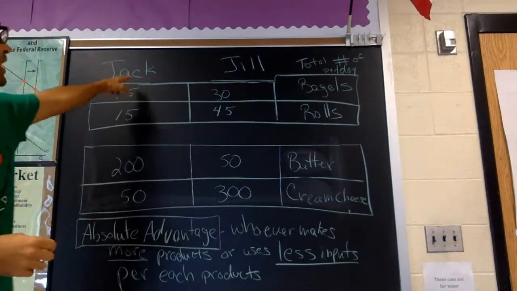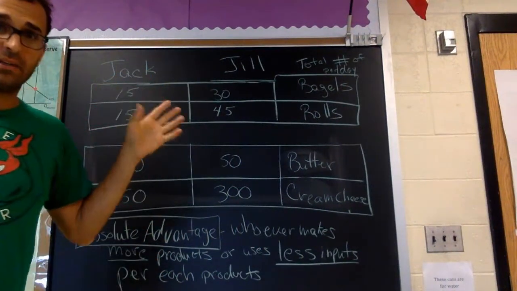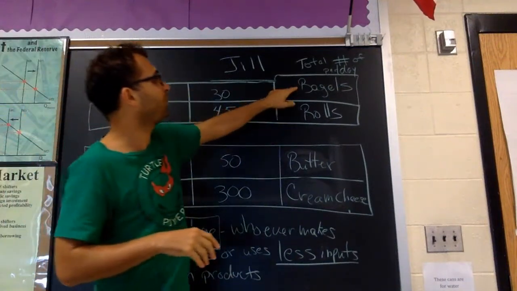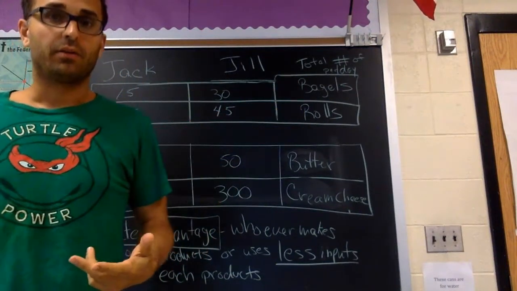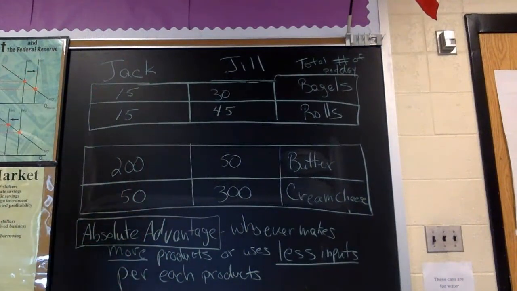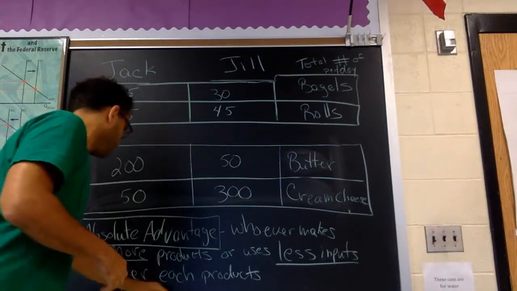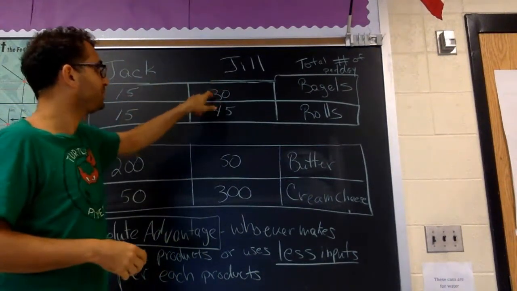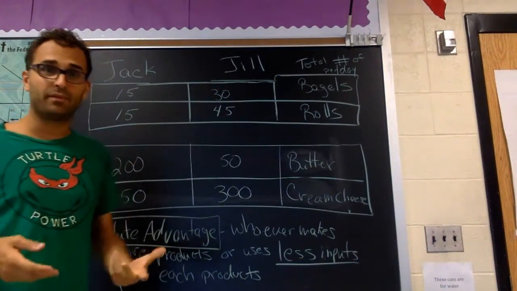So take a look. We have Jack and Jill. This is an economy of Jack and Jill. Jack's got his economy, Jill's got her economy. They both produce both bagels and rolls. So, based on what I just told you, who produces more products? Pretty simple. So, looks like Jack produces 15 bagels, Jill produces 30. So, Jill has the absolute advantage in bagels.